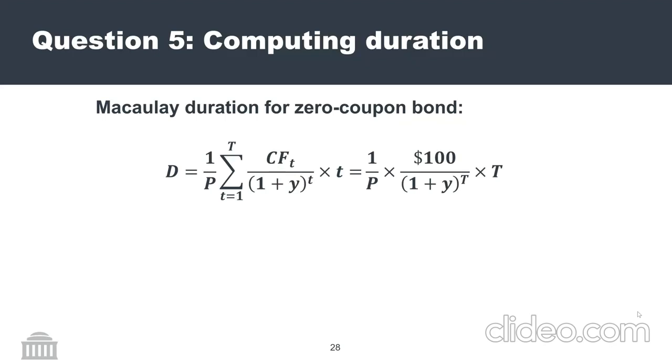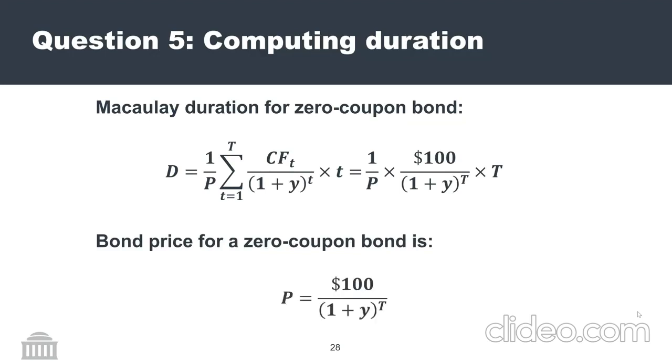So we get 1 over P multiplied by $100 divided by 1 plus yield raised to the power capital T, multiplied by capital T. So this is the terminal year in which the only payment that this bond pays actually occurs. Now notice that the price of the bond for a zero coupon bond is given by simply $100 divided by 1 plus yield raised to the power capital T.